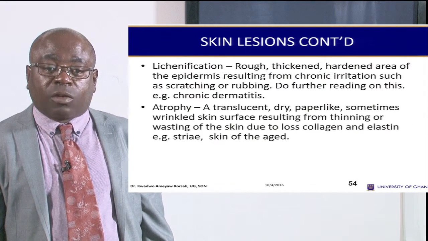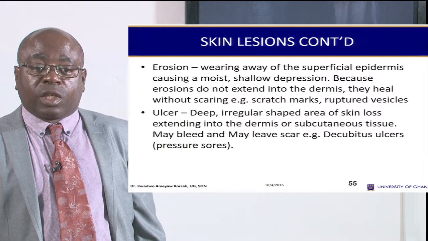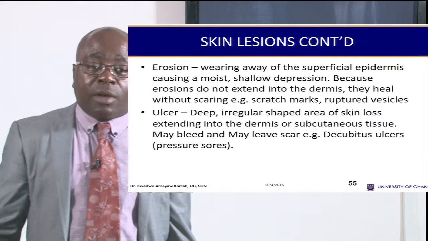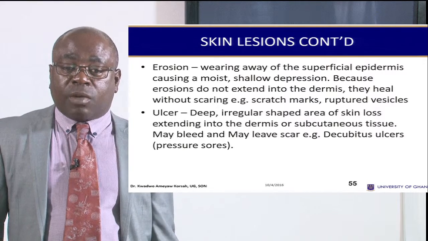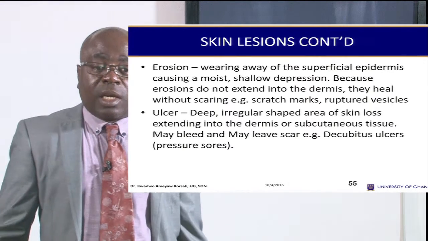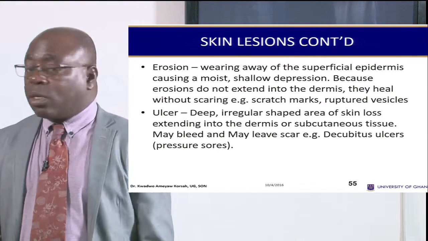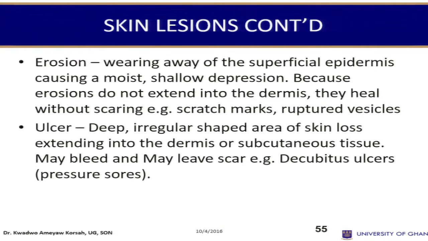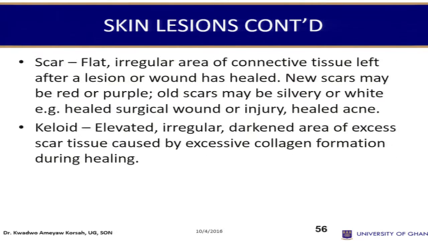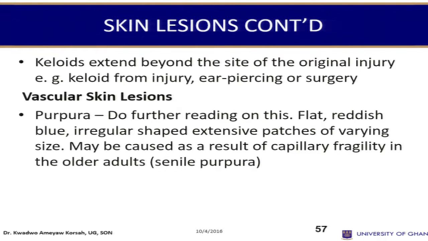We have atrophy, and then erosion. We have ulcers. Ulcers are very common, deep, irregular shaped areas of the skin extending into the dermis or subcutaneous tissue, and may bleed and may leave a scar on the skin surface. We have scars, we have keloids. These are common ones, and then we have vascular skin lesions. We have the purpura. I've given you the definition there. Later you can take your time and go through.